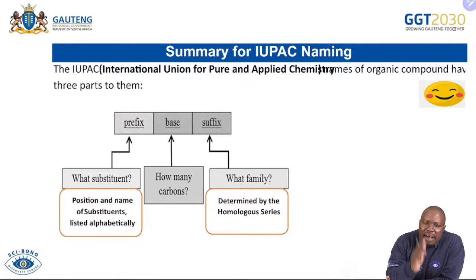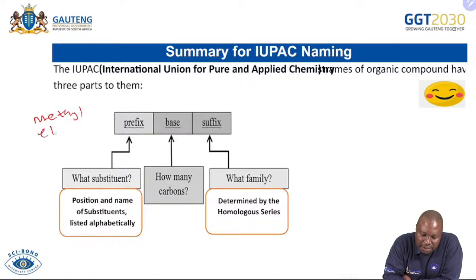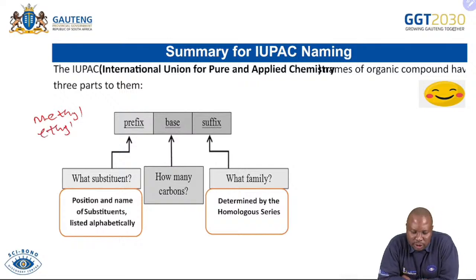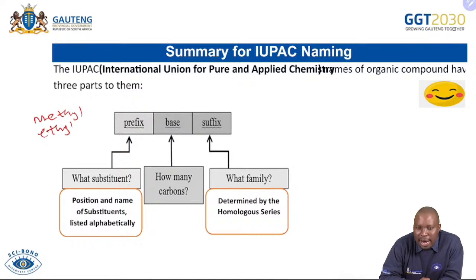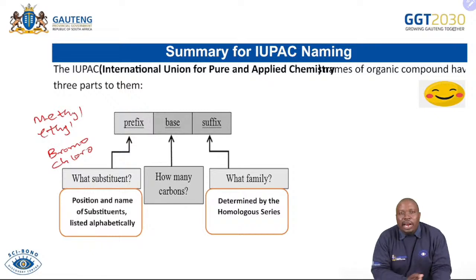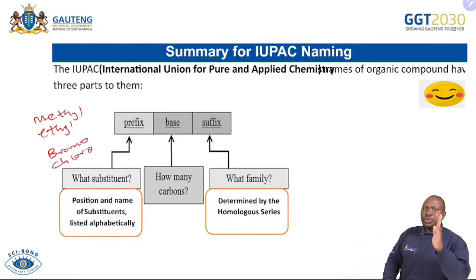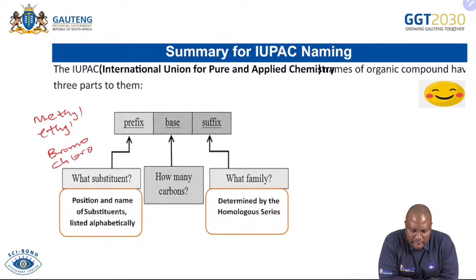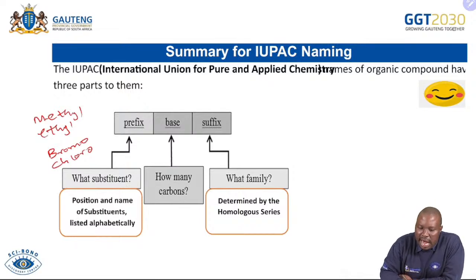So we're saying we have the prefix. Now, the prefix is what the name will start with. The name will start with a substituent. Remember, our substituent can be methyl or ethyl. Those are the substituents for physical sciences grade 12. And then our other substituent can be bromo or chloro. So those are our substituents. So all our names, if you have a substituent, would always start with those prefix.